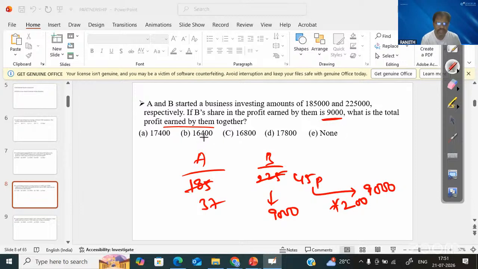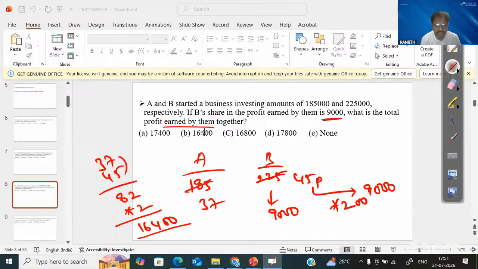So total profit equals 37 plus 45, which is 82. 82 into 200 equals 164 and ends with double zero. So the answer, total profit, equals 16,400.